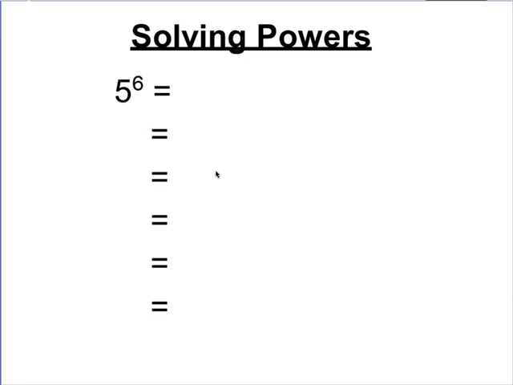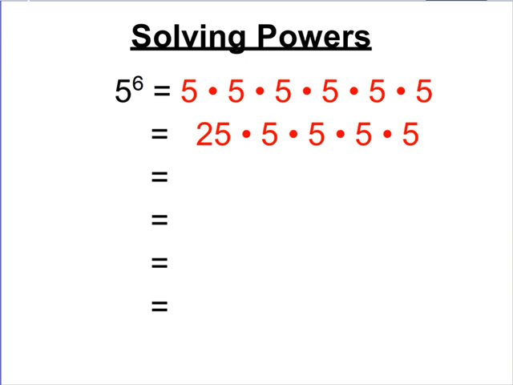Now let's try 5 to the 6th power. This one's going to take us a little bit longer because there are more multiplication problems to solve. But we write our problem out first, just like we did on the previous slides. So 5 times 5 times 5 times 5 times 5 times 5, that is 5 to the 6th power. And we're going to start here with 5 times 5 on the left. So if I multiply 5 times 5, I get 25, and I write down all those other 5s that I haven't used yet. I continue to multiply.